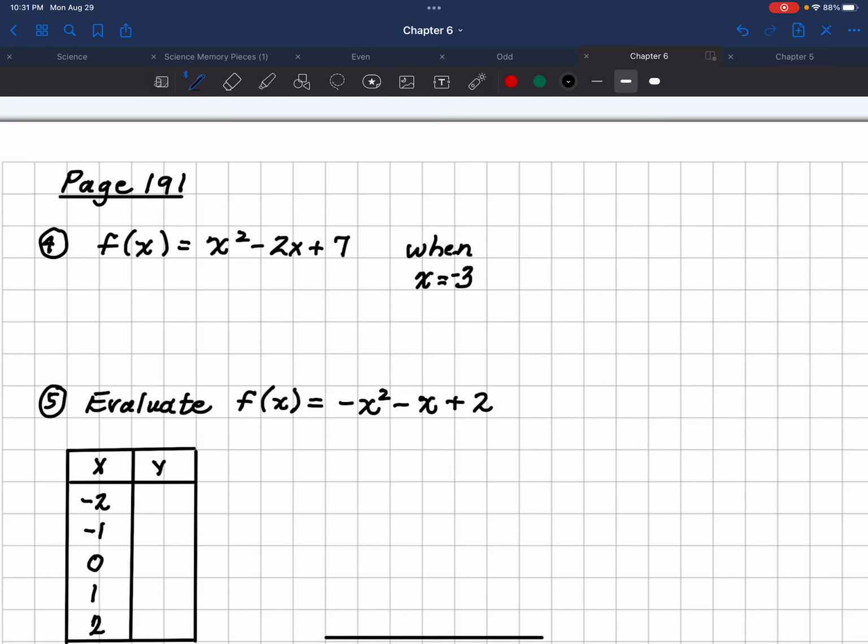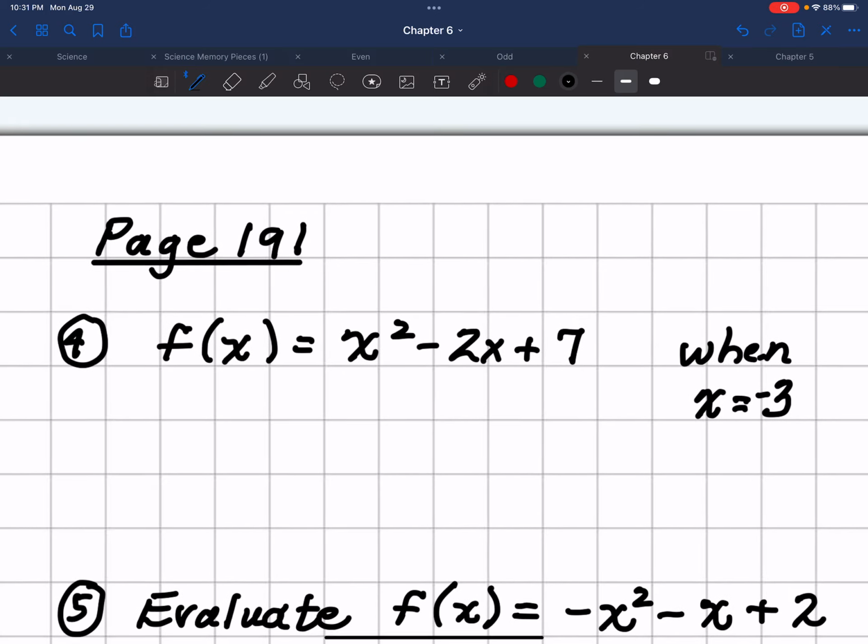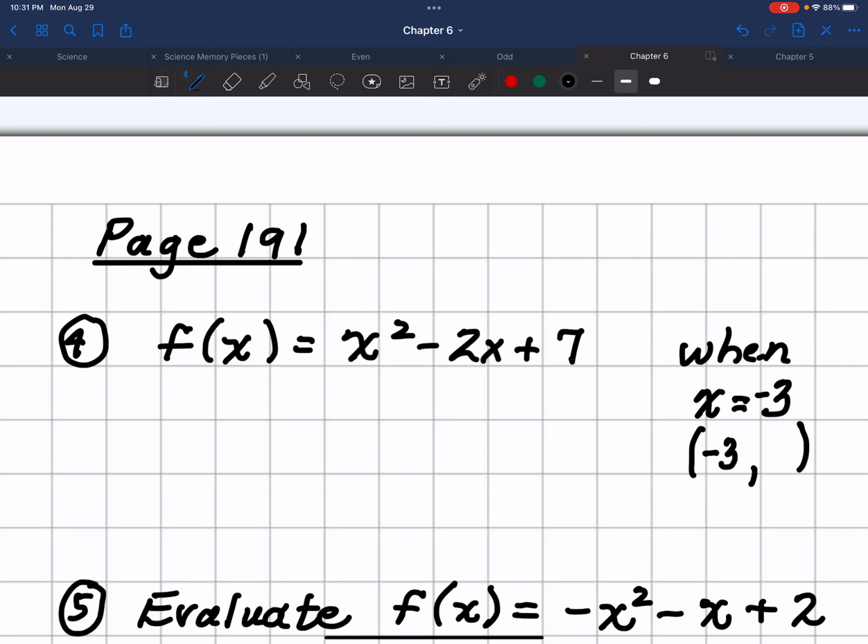Here are problems 4 and 5 on page 191. Number 4 says, what is the value of the function when x is negative 3? So essentially we are finding a point whose x-coordinate is negative 3. So I will rewrite my function and substitute negative 3 wherever I see an x.